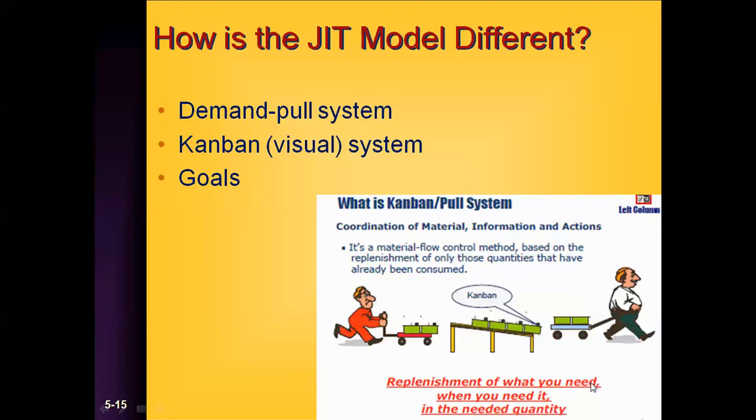As you can see, there's a gentleman running to the line with two items in inventory, and there's a gentleman leaving the line because two finished products have been produced. So again, it is replenishment of inventory of what you need, when you need it, in the needed quantity.